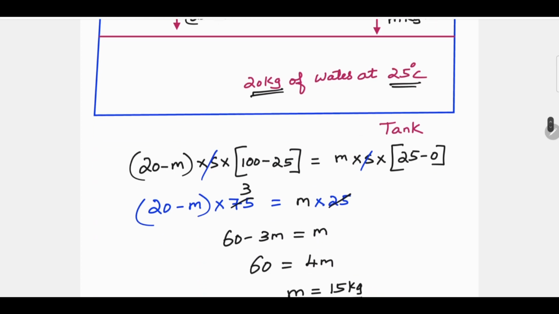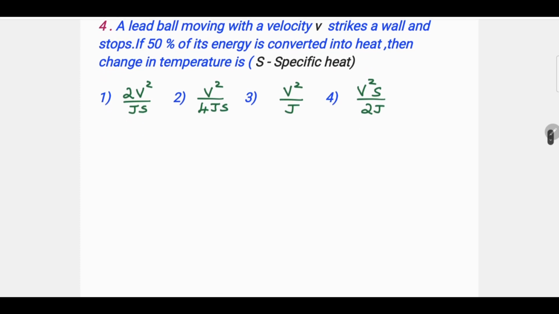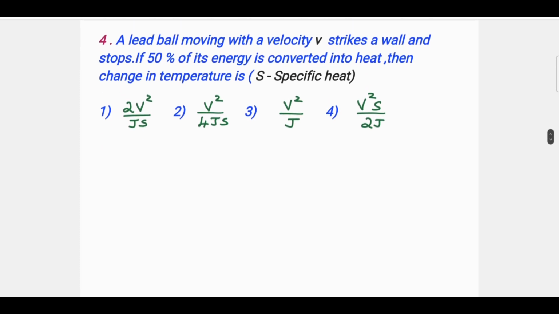Now we can move on to question number 4. A lead ball moving with a velocity v strikes a wall and stops. If 50% of its energy is converted into heat, then change in temperature is. So here we have to find change in temperature delta T.